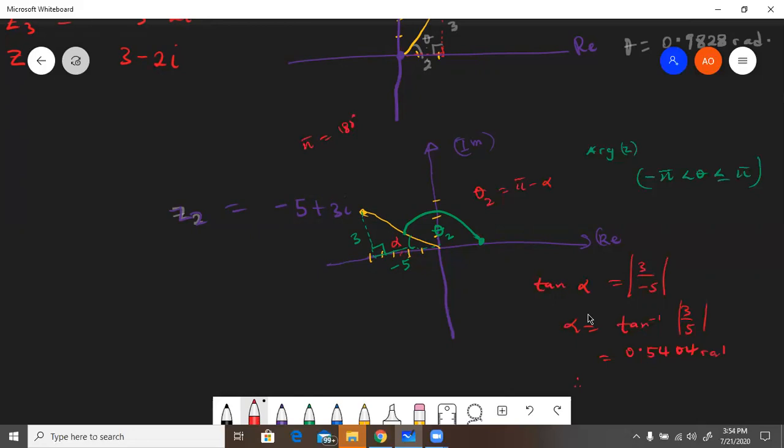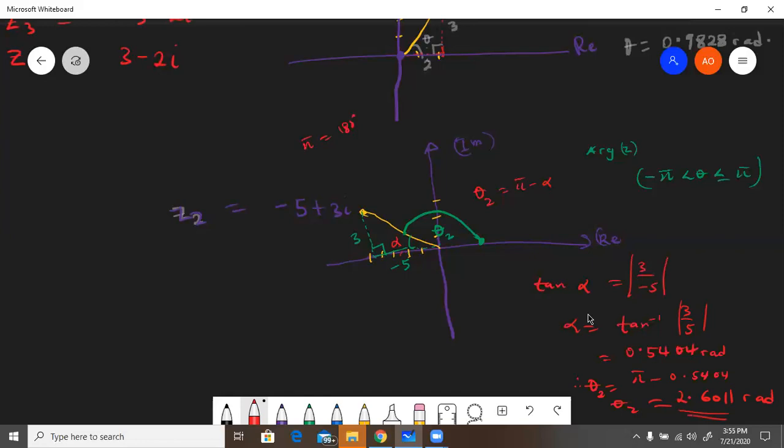So if alpha is 0.5404 rad, then theta 2, according to what I have here, is pi minus alpha. Is pi minus 0.5404. So what is going to be our theta 2? Let me use my calculator. Theta 2 is 2.6011 rad. That is theta 2.